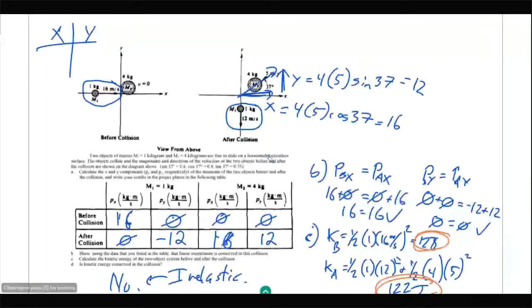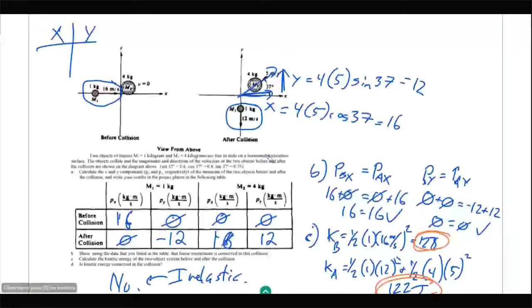Total energy, if we look at the entire objects, overall it's conserved, but that energy goes into heat or thermal or sound or something like that we just don't keep track of. So when we say inelastic or elastic, we're talking about just kinetic energy being conserved, and that's why it's inelastic in this case.